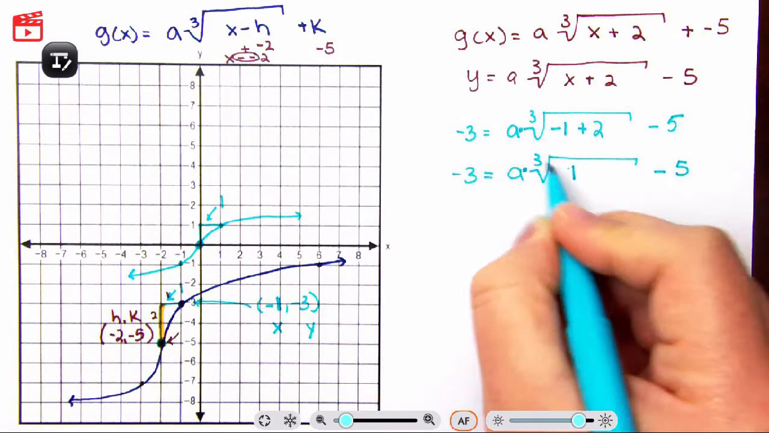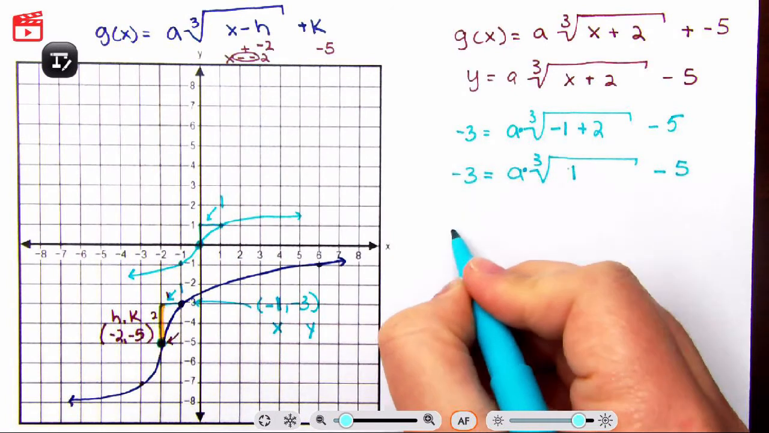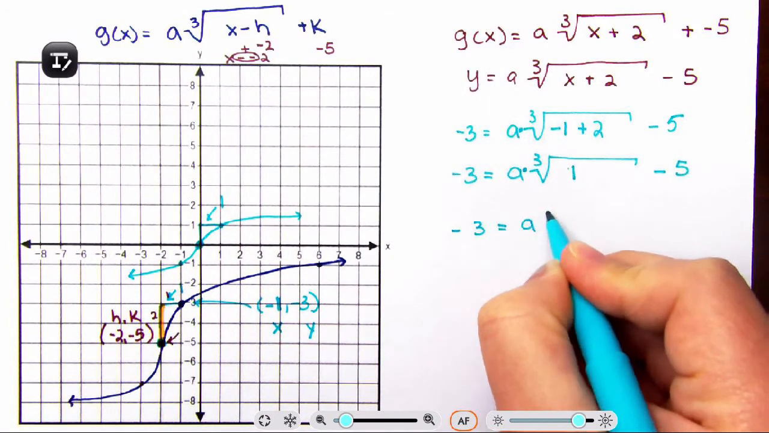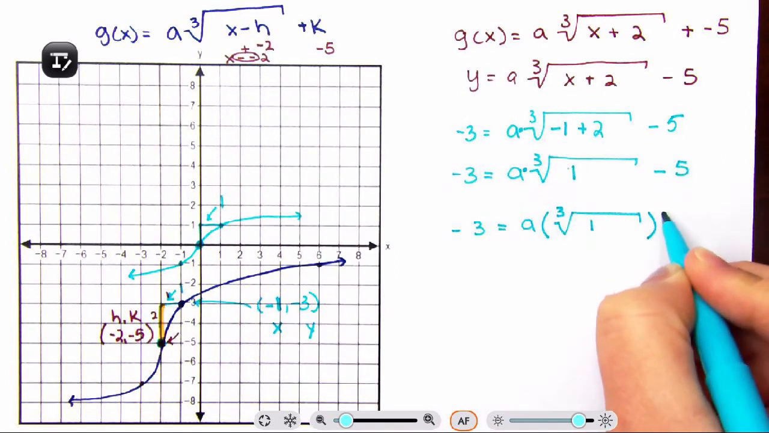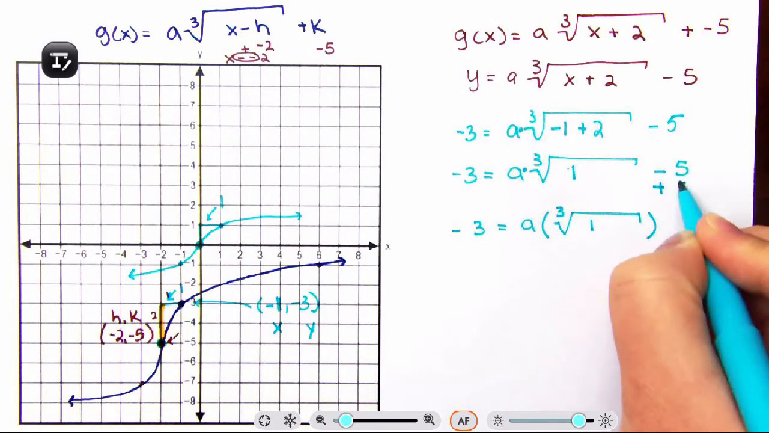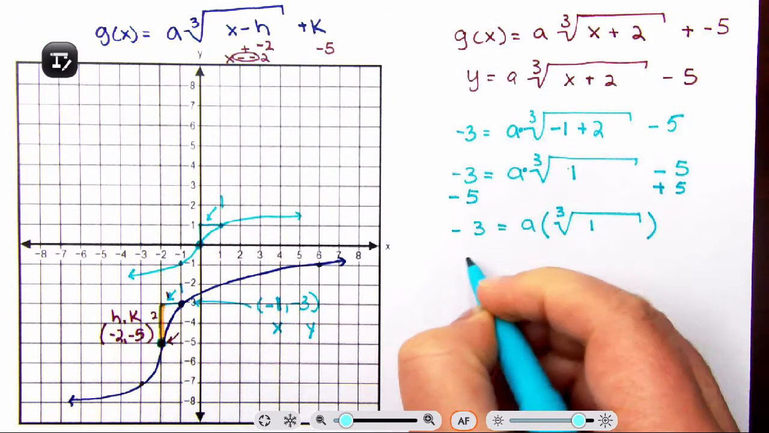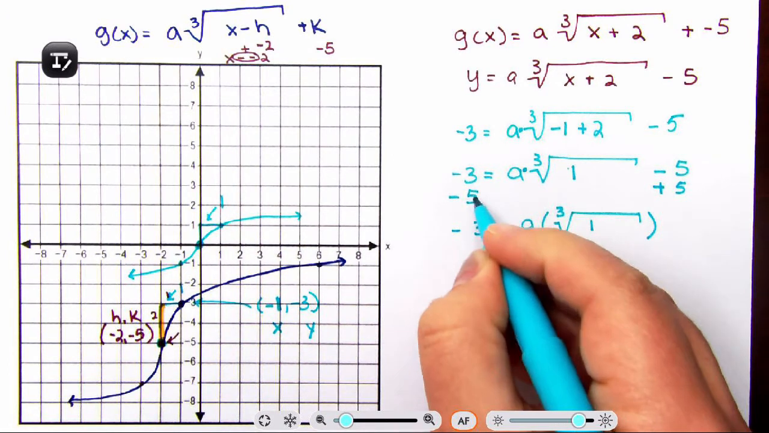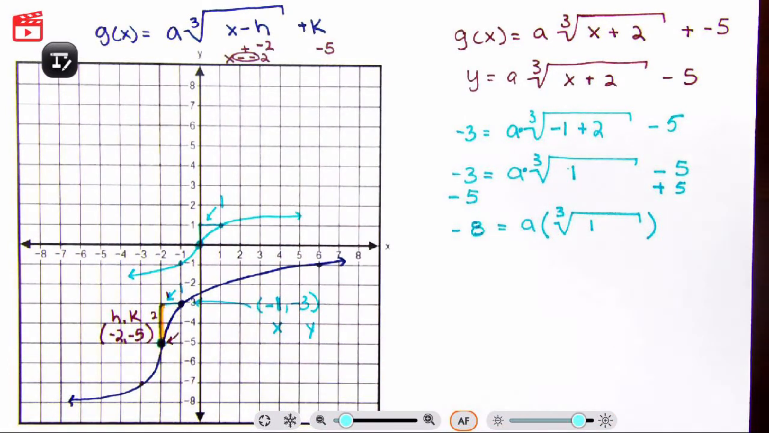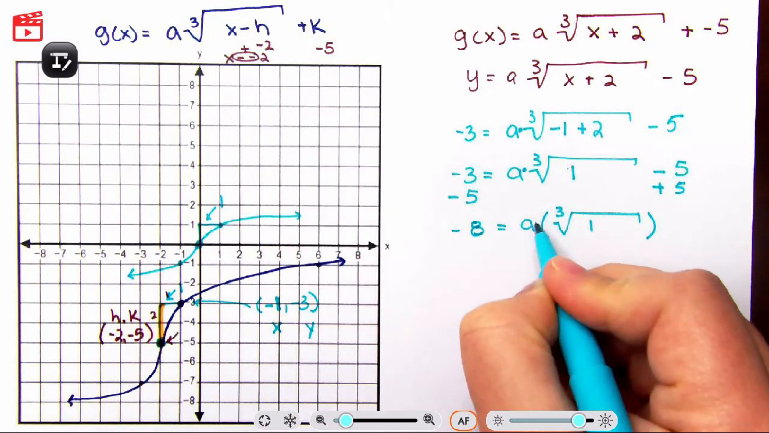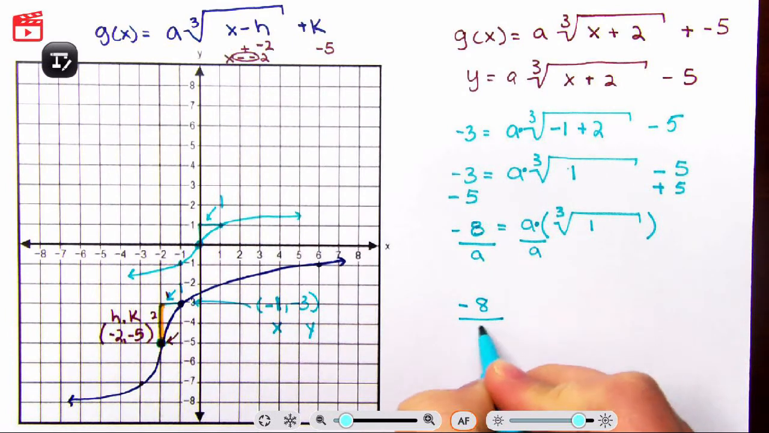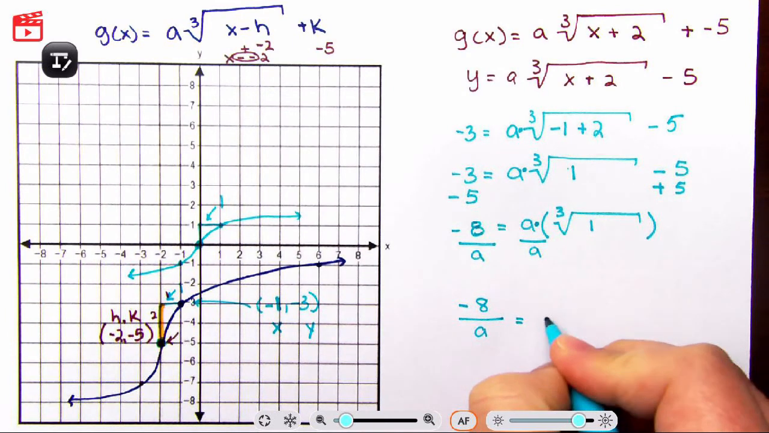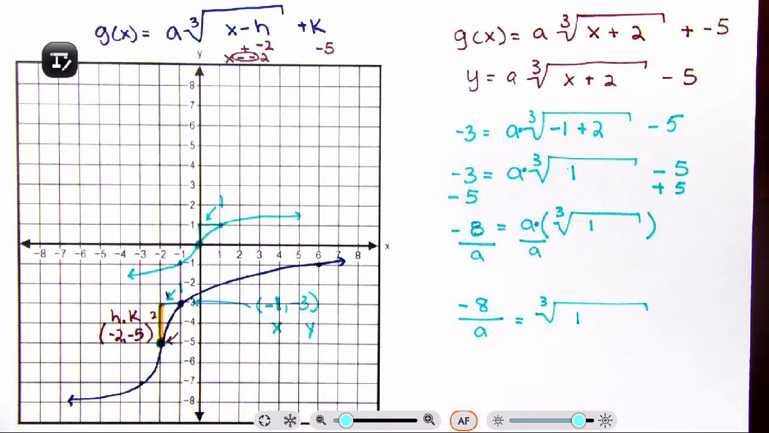Now, before I do any cube rooting, you have to make sure that the cube root is the only thing there. I cannot just cube both sides right now. I have a 5 that I'm going to get rid of, which means I have a, what do I have? 5, 6, 7, 8. Ooh, that's a good save right there. Now I have this times a, which I need to get rid of, which means I have negative 8 over a is equal to the cube root of 1. Now I can cube both sides.